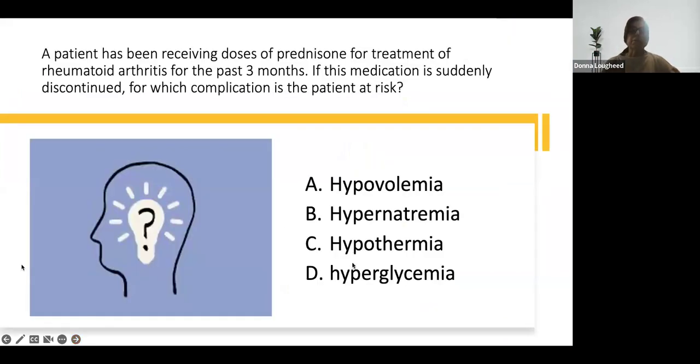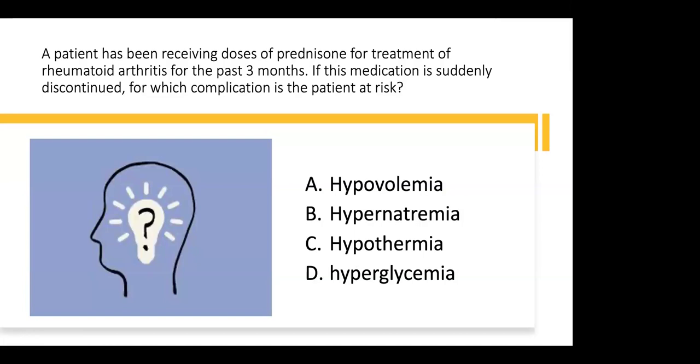But not before we start a connection check. A patient has been receiving doses of prednisone for treatment of rheumatoid arthritis for the past 3 months. If this medication is suddenly discontinued, for which complication is the patient at risk? Hypovolemia. Very good.